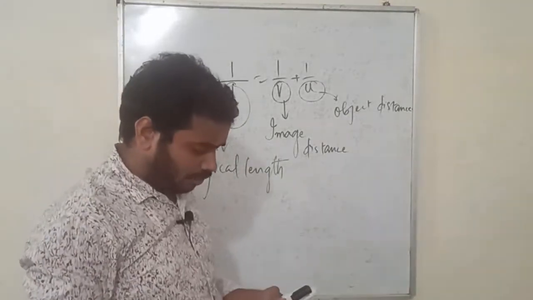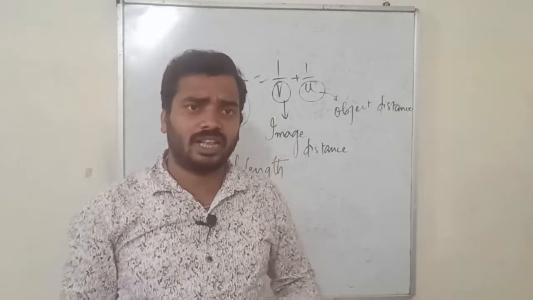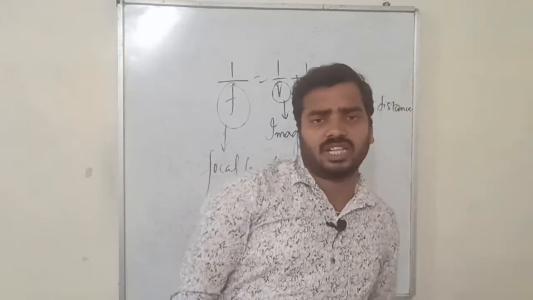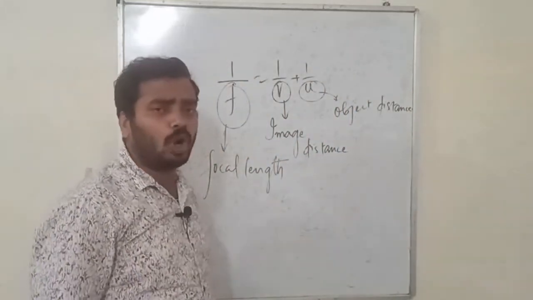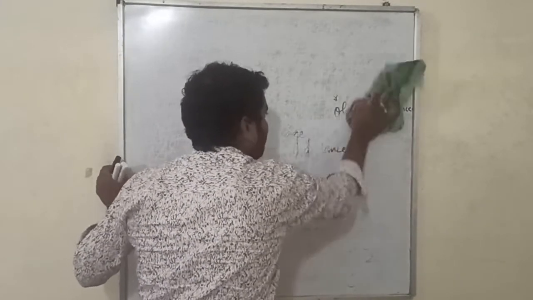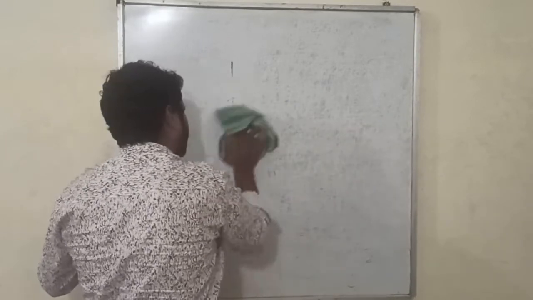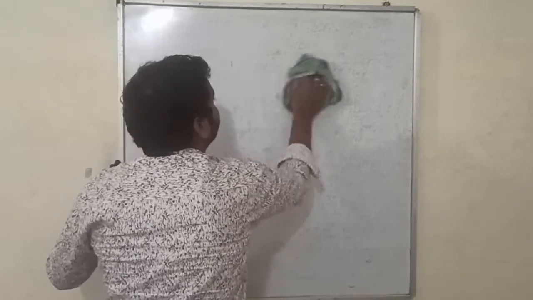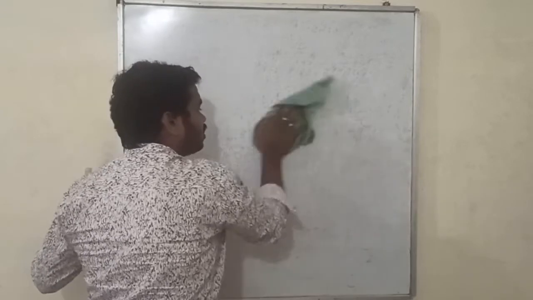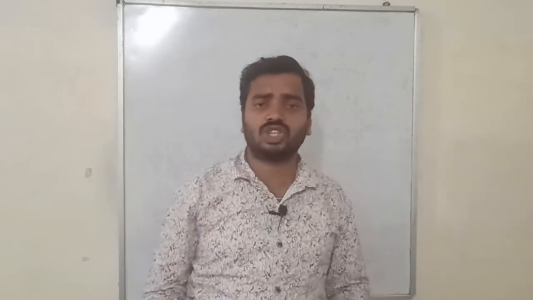Along with this formula, you need to know the sign convention, how to write a negative distance or positive distance, that we have discussed in the previous lecture. Now we are going to discuss a few problems based upon this mirror formula, and we are going to state the nature of the image. What exactly is included in the nature of the image? Whether the image is diminished or enlarged, real or virtual, inverted or erect. This is what the nature of the image is.